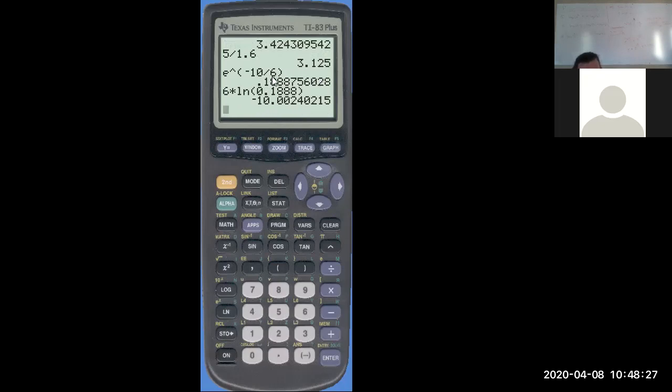If I use more precision in my approximation, so if I check 6 times the ln of 0.1888756, then I get something much, much closer to negative 10. So if you use a better approximation, you get a better result.